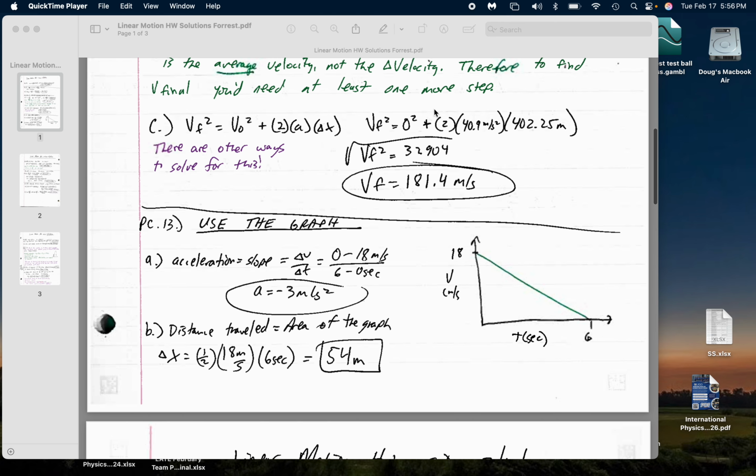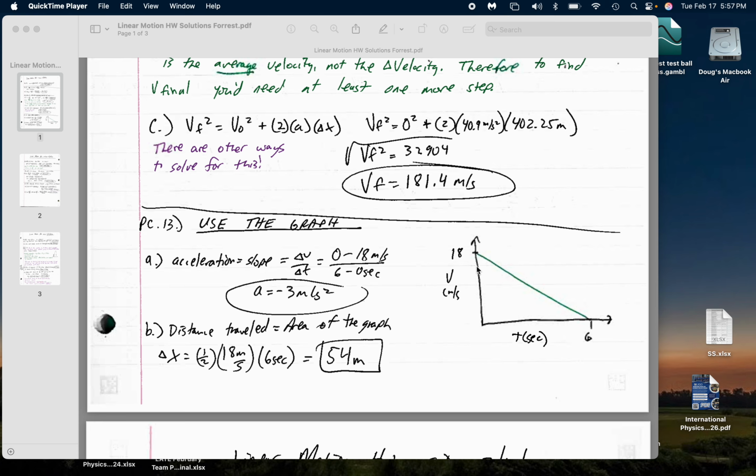For 13, I asked you to use the graph, so I want you to be able to use both graphical methods of solving problems as well as calculation methods. So with this, you're asked to find the acceleration. That's simply the slope of a velocity-time graph. So that slope, position 1, position 2, so 0 minus 18 meters per second over 6 minus 0 seconds. And that's an acceleration of negative 3 meters per second per second.